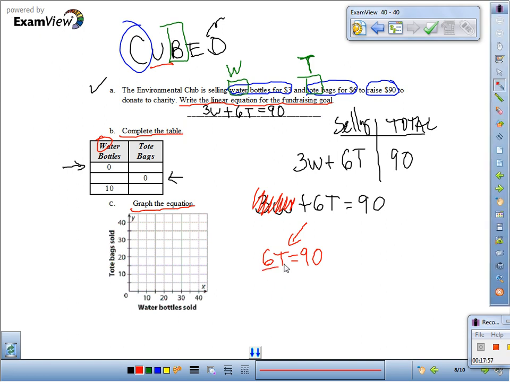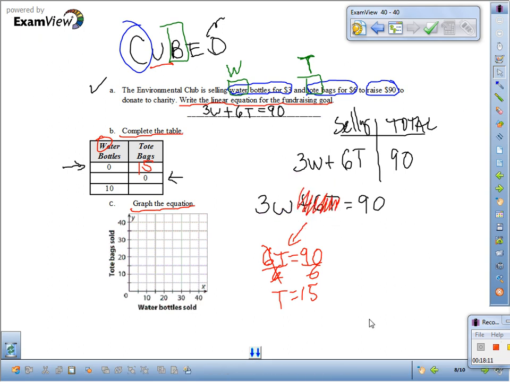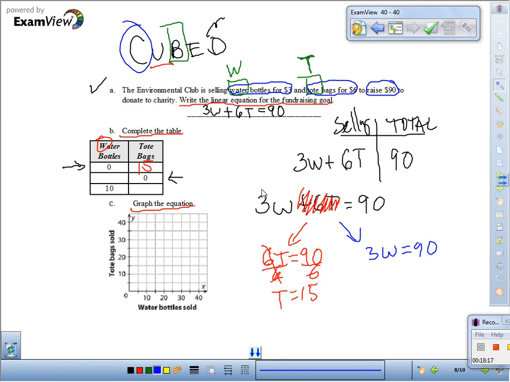Let's solve. Divide by 6, divide by 6. T equals 15. That goes right there. Now with your finger again, cover up the other variable. The plus 6T, what do you have left? 3W equals 90. And why did I cover the 6T? Because here instead of T, they told us to substitute 0. So 6 times 0 is 0. That's why we scratched it out. So therefore, divide by 3. W equals 30. Goes right there.